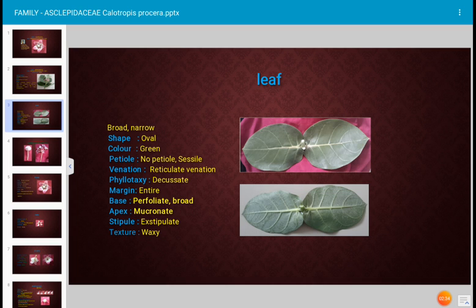How is the margin of the leaf? The margin of the leaf is soft and continuous, as you see in the photograph. Such a leaf margin is described as entire margin.